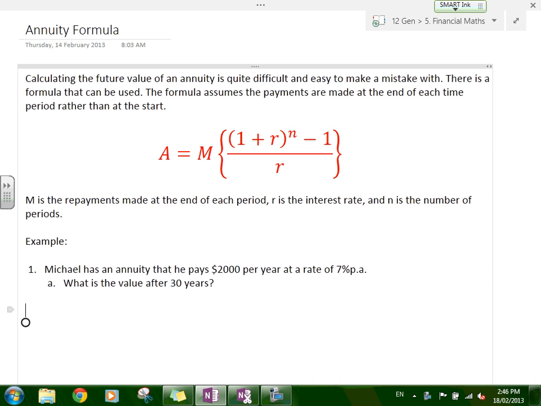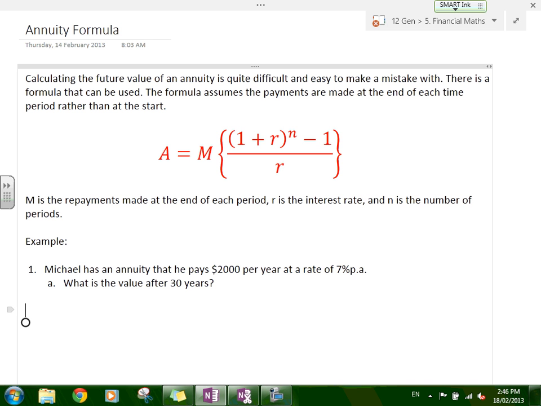But finding the future value of an annuity by hand can lead to all sorts of mistakes. You might forget to add on the amount, or do it at the wrong time, or find the interest first when you're meant to do it after, and so it causes lots of problems. So the formula helps us to do this.